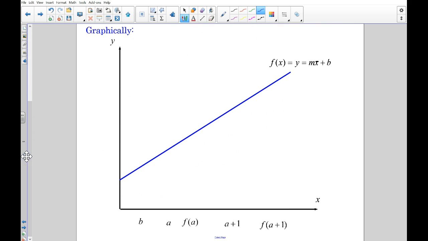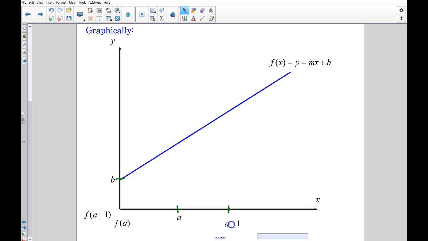Here I have one such graph. Here's the basic equation of the line, and if we note that the y-intercept is b, that just means that b is this value on the y-axis that the function starts at. So that value is b. Then we can look at two different x values, or two different horizontal values. Let's say I have two values here. I'm going to call those a and a1, or a and a plus 1.